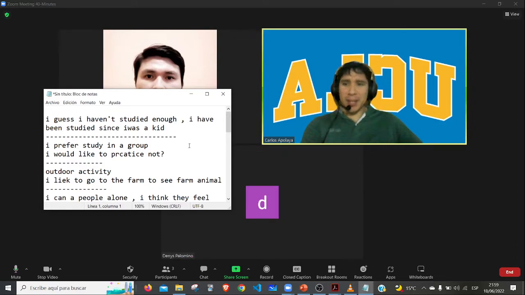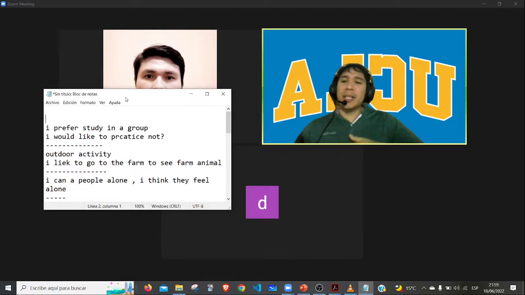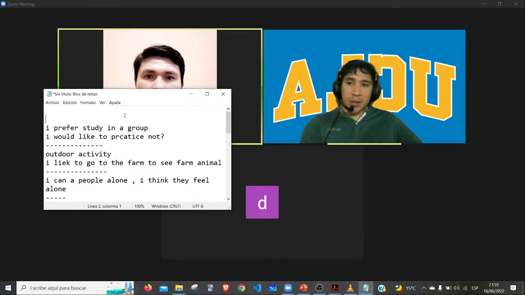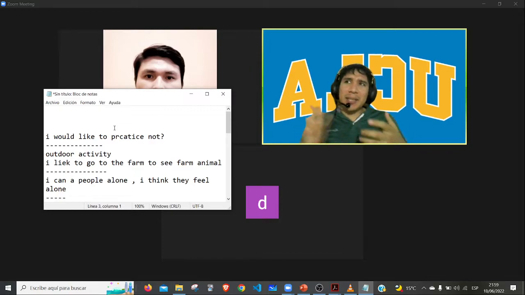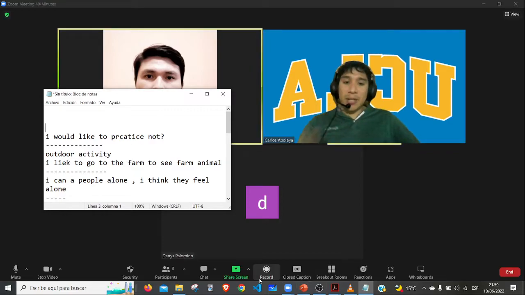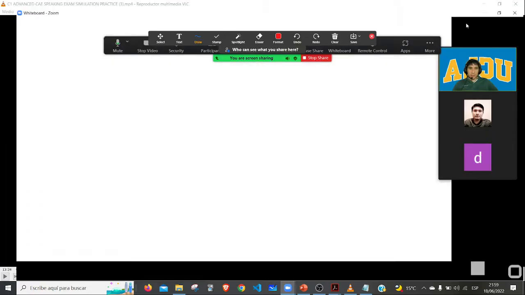Nice structure. Then here you said this, Jimmy: I prefer study in a group. You say I preferred to study in a group. Okay, prefer to. And this is the problem here that you say no, not. For example, I would like to practice. This is a good idea, not? This is called tag questions. Okay. Eso te voy a enseñar hoy día. Se llama tag questions.